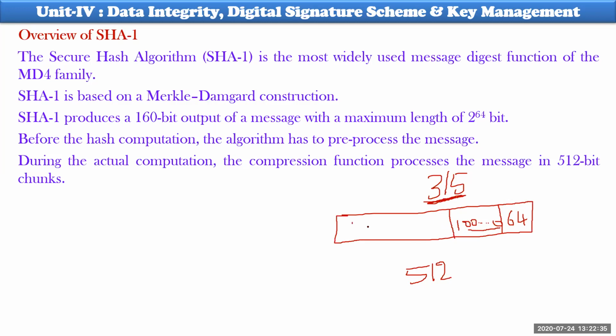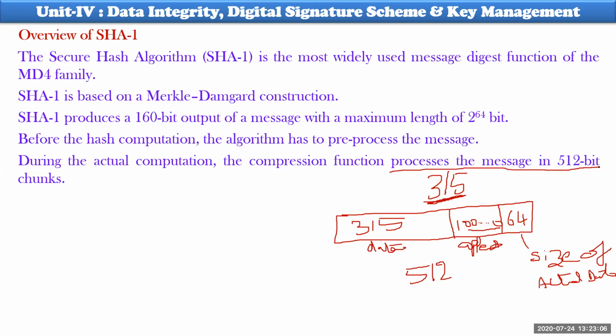So actually your 315 bits are the actual data. This is appended data, the standard appended data. And this is the size of your actual data. So this is what is going to be done. In this way, the whole message can be pre-processed into 512 bits. This is the actual process that happens in SHA.